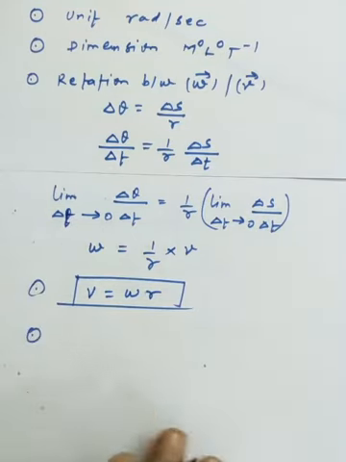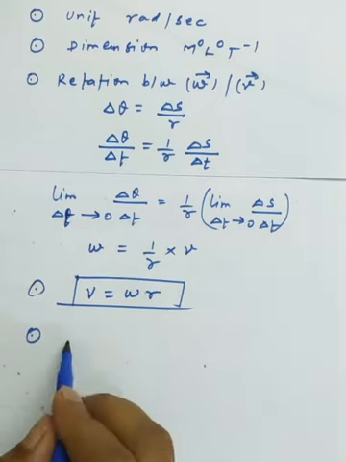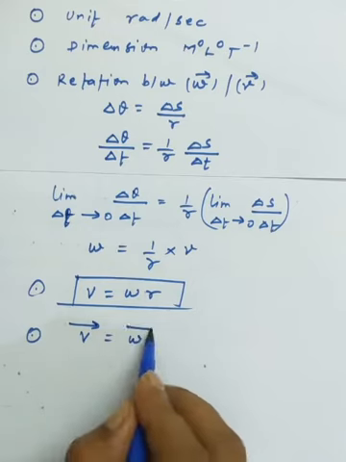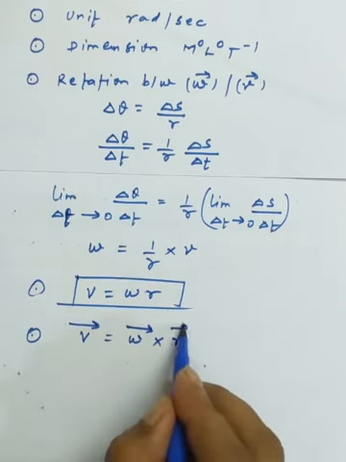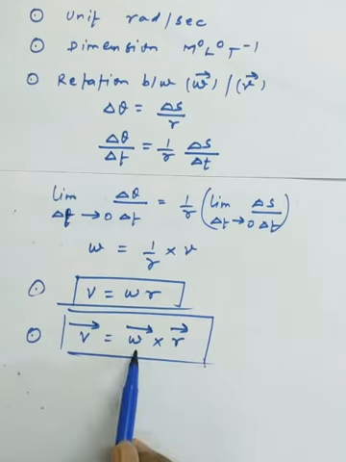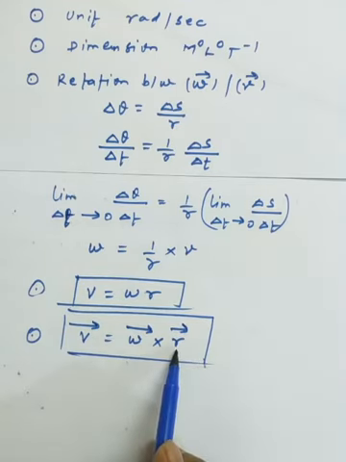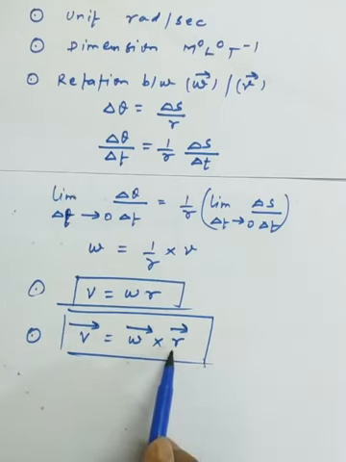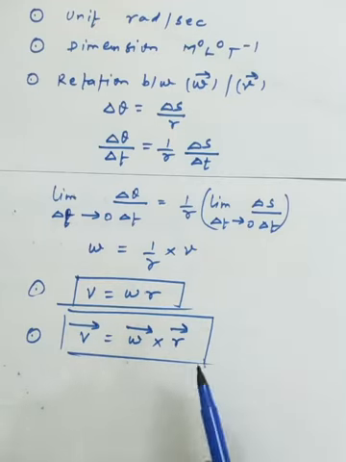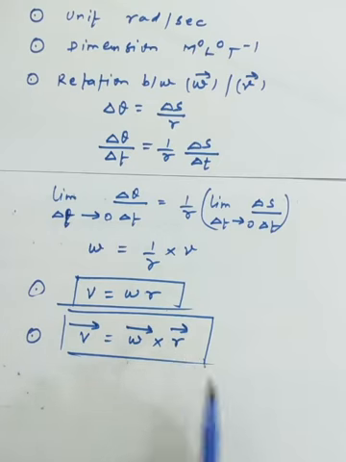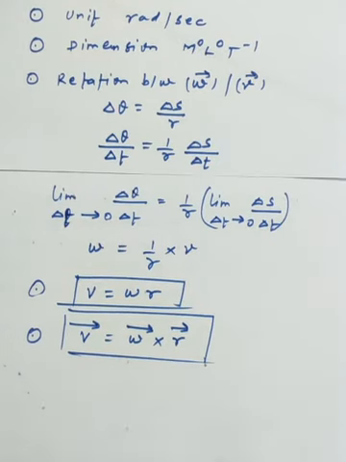If someone says that you must write it in vector notation, then v is equal to omega cross r. All of these are vectors: linear velocity, angular velocity, and this r is the perpendicular distance. Definitely, whenever the particle is performing a horizontal circle, it is a type of perpendicular distance from the axis of rotation. So all three things are perpendicular to each other here.